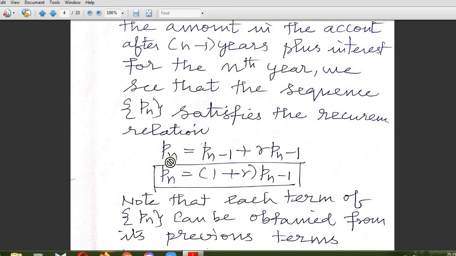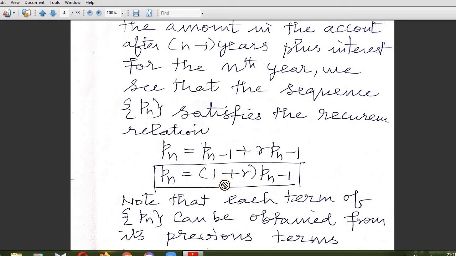So the nth year total amount would be equal to the previous year plus the interest of the previous year for that particular amount. Simplify this, and you will get (1 + r) Pn-1. The common factor is Pn-1. You bring it out: (1 + r) Pn-1. Look at this particular equation.